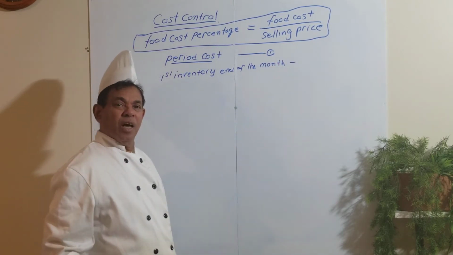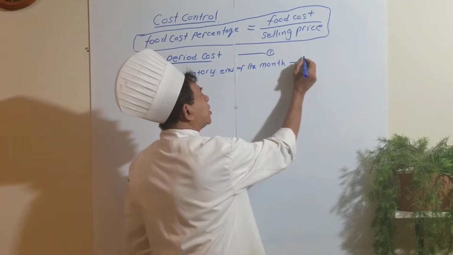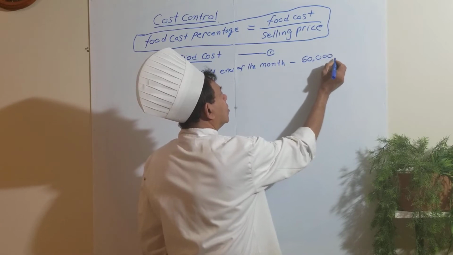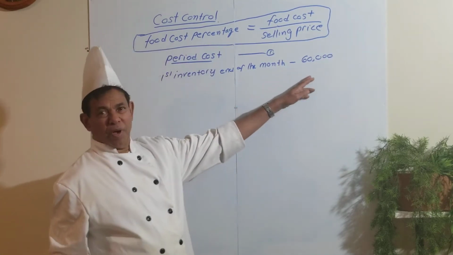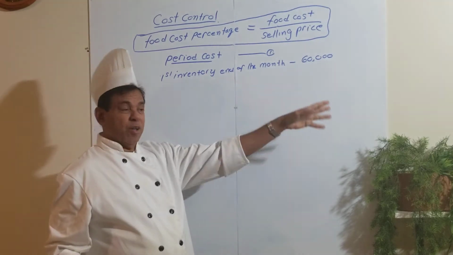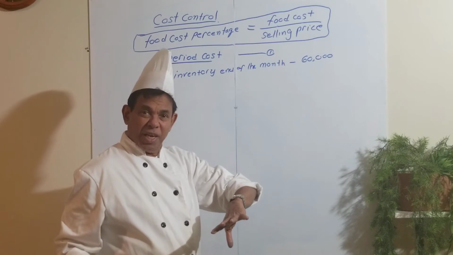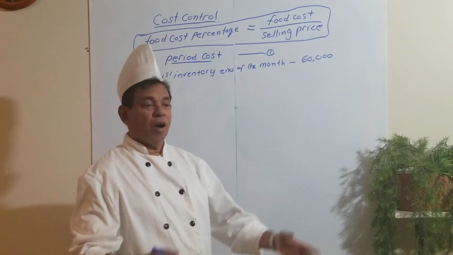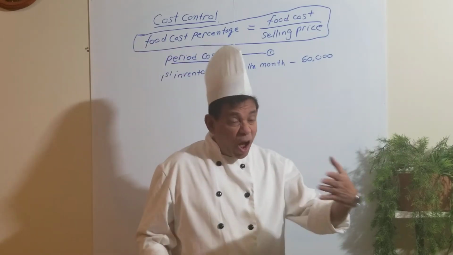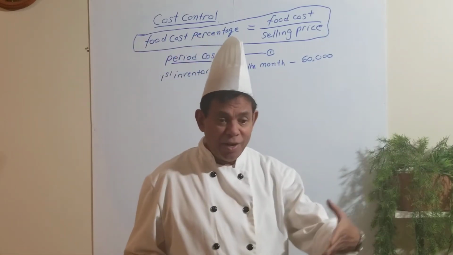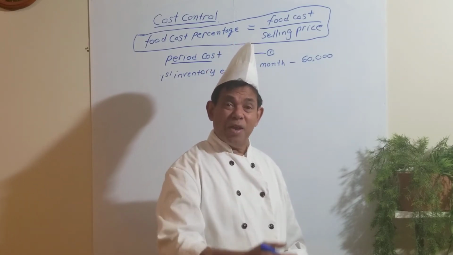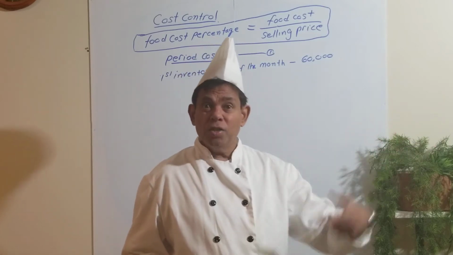For example, I put the figure. At the end of the month, the first one, all the food cost of the kitchen is 60,000 after my inventory. But after doing this, I have to buy some more food because I need to give my à la carte and other menus preparation. I have to order the food.